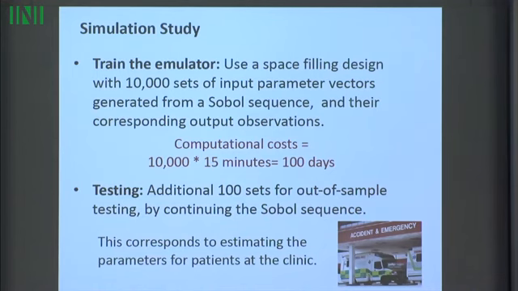And so we mimic this process by continuing the Sobol sequence for another 100 points. It's an out-of-sample set that we haven't used for training. And then we want to see how well we predict these parameters.